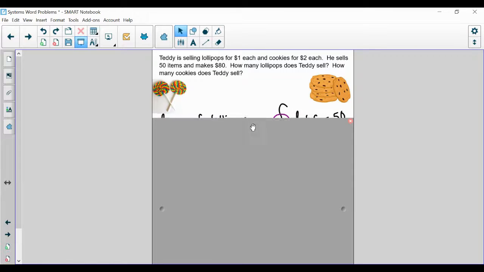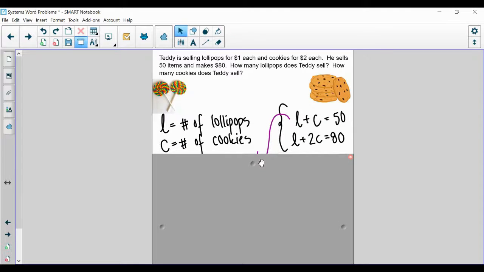All right, you're back. Hopefully you got this information. Hopefully you said that the variables were going to represent the number of lollipops and cookies. Notice here that I actually decided to use L and C. You can use X and Y. You can use any variables that you want. Of course, if we're graphing, you want to use X and Y. But we're not graphing here, and I'm going to actually use elimination.